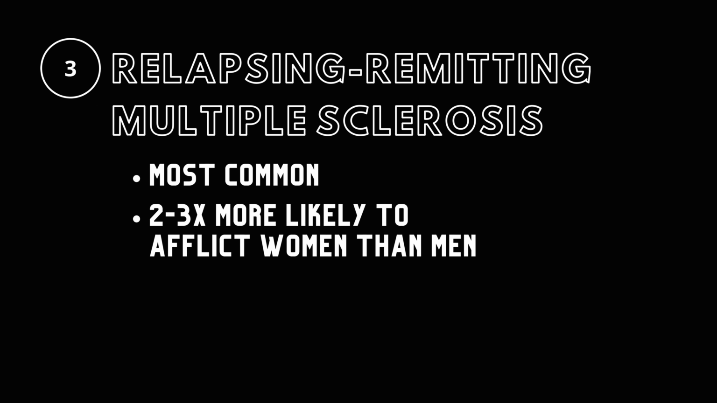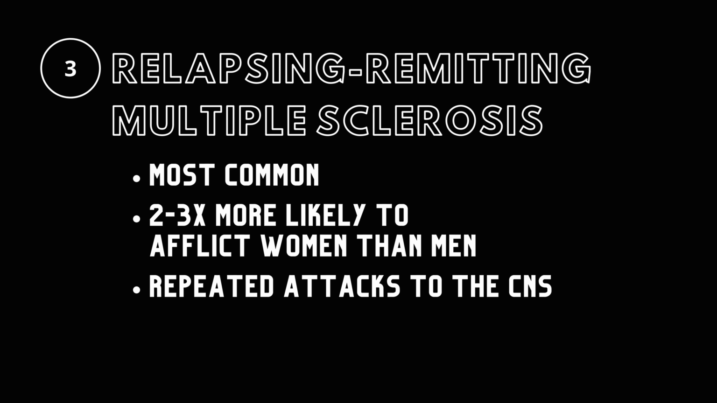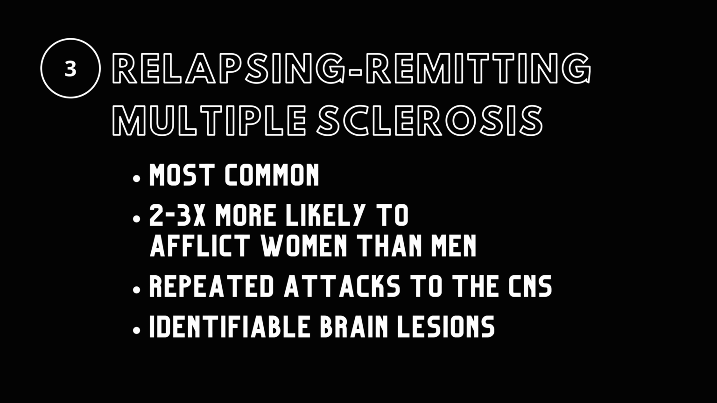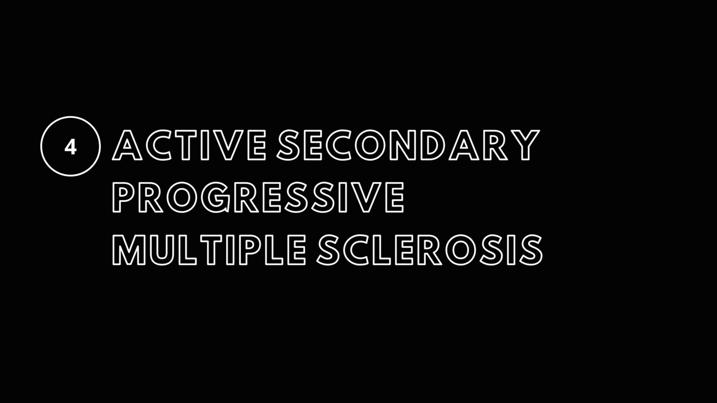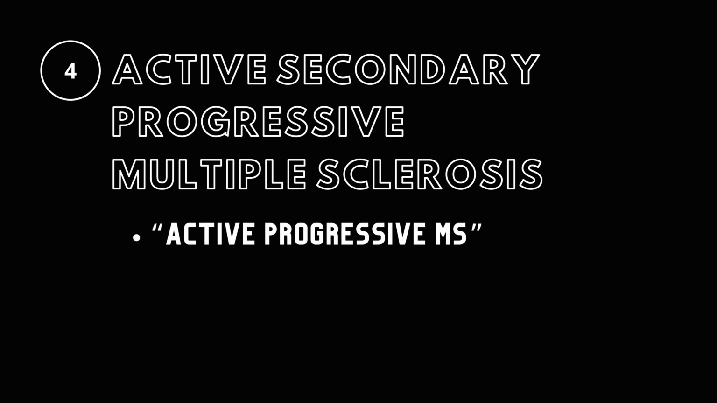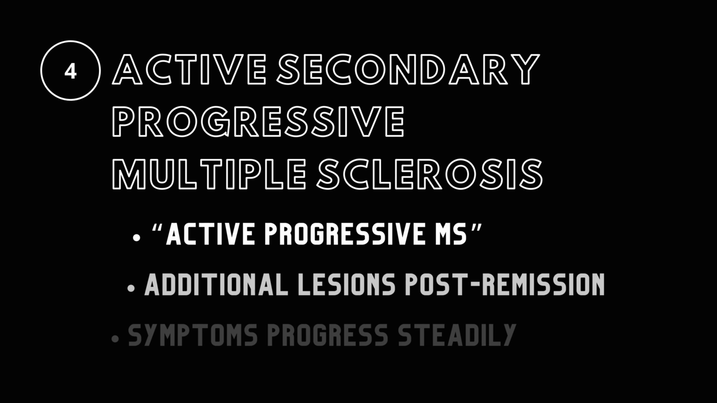Relapsing remitting multiple sclerosis is the most common type and is 2 to 3 times more likely to afflict women than men. Repeated attacks on the CNS cause identifiable lesions on the brain. The location of these lesions is important, as it causes each patient's symptoms to differ. If no more lesions develop, one could go into remission. However, if more lesions develop or symptoms progress after a period of remission, one could go into active secondary progressive multiple sclerosis, also termed active progressive multiple sclerosis.